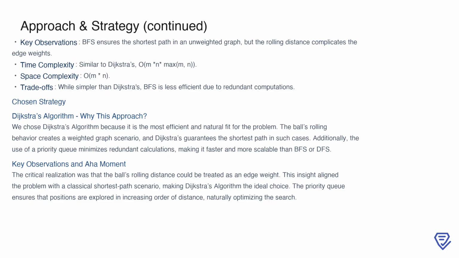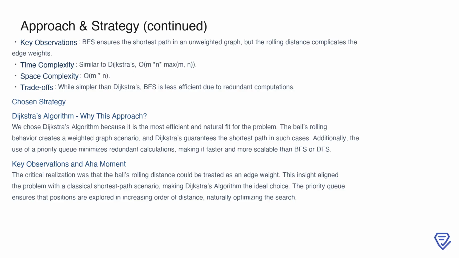In terms of complexity, BFS has a time complexity similar to Dijkstra's at O(m*n*max(m,n)), and a space complexity of O(m*n). However, the need to compute rolling distances for each movement direction adds extra overhead, making it less appealing for this problem. After weighing the options, Dijkstra's algorithm emerges as the most fitting and efficient solution.